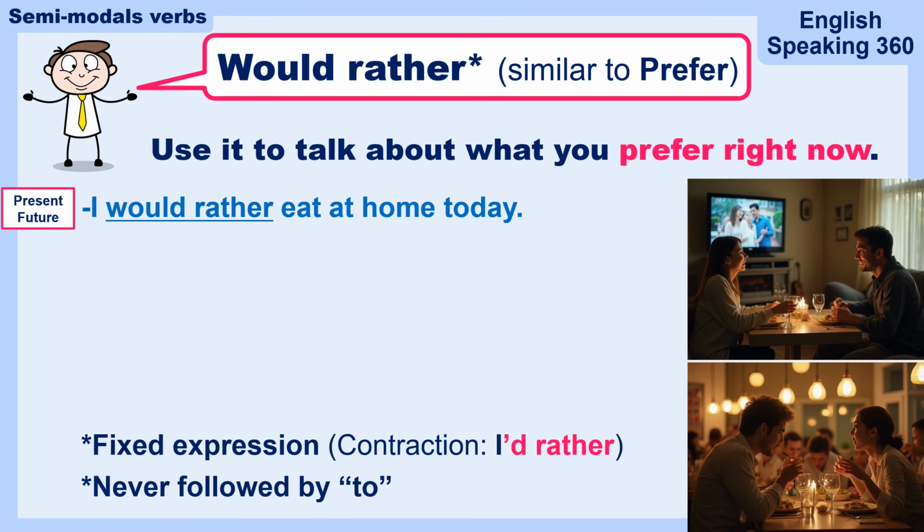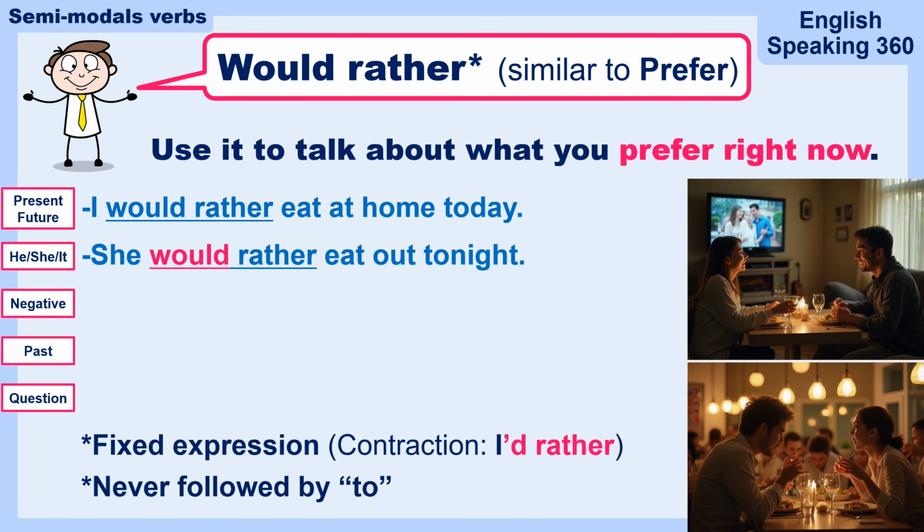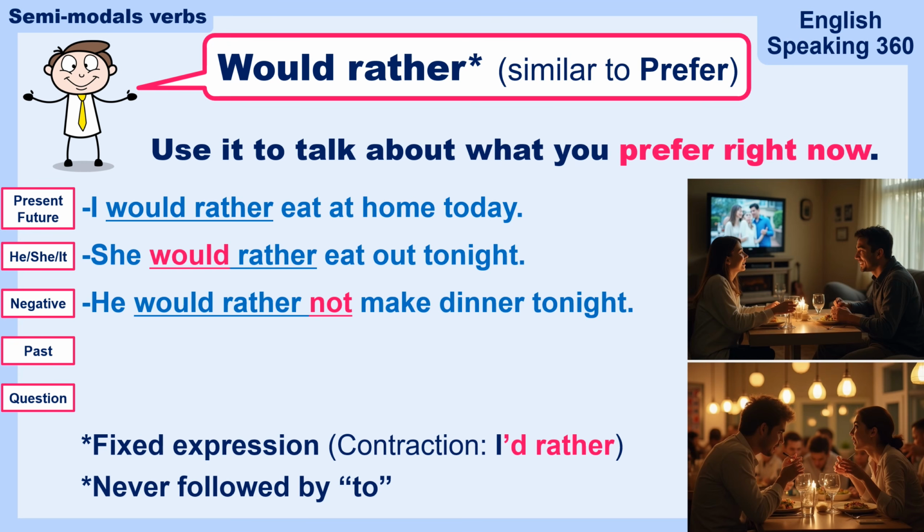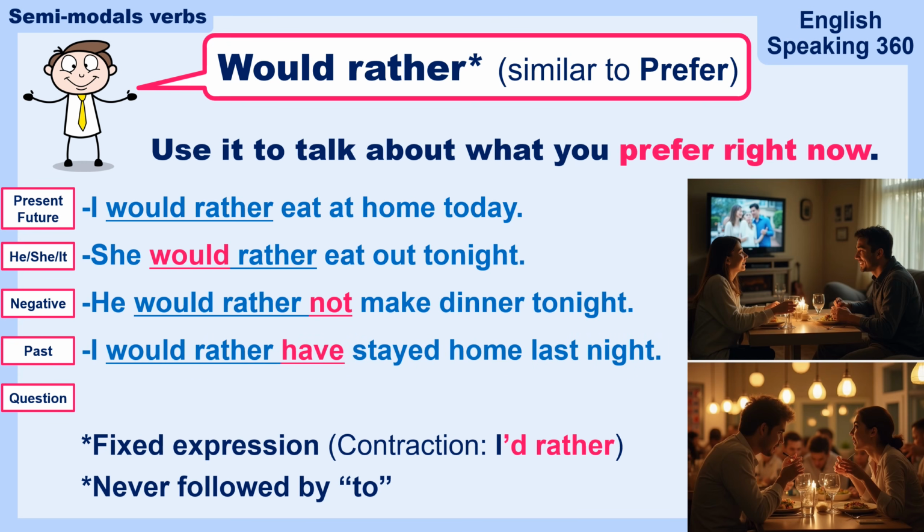There is no to. How about the third person? Like I said, it's a fixed expression. So she would rather eat out tonight. It doesn't change. There is no S. The negative form, he would rather not make dinner tonight. The past form, I would rather have stayed home last night.